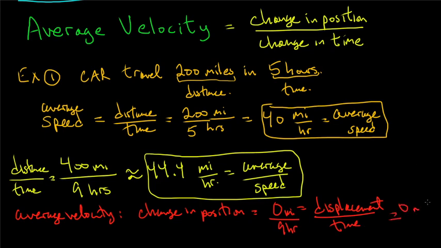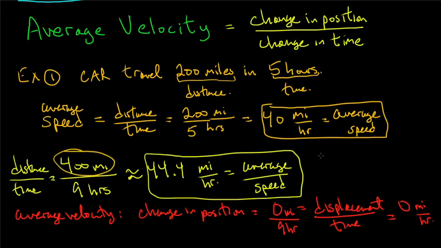Sorry, I'm running out of space here. So this is equal to 0 miles per hour. That's our average velocity. So that's the difference. Speed is always going to be some positive number because distance will always be considered positive. It's how far we traveled. We traveled 400 miles.